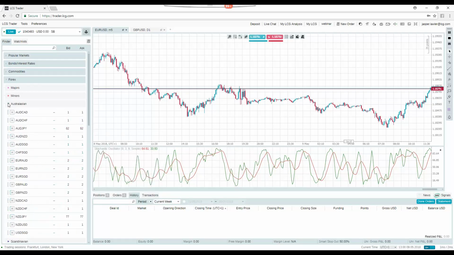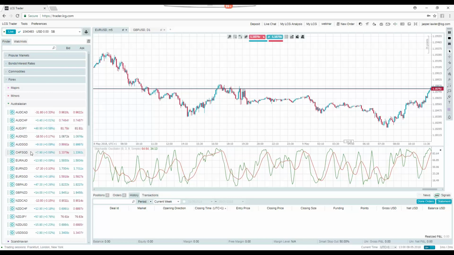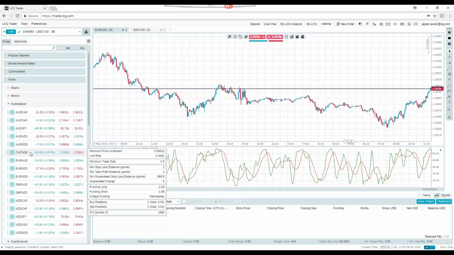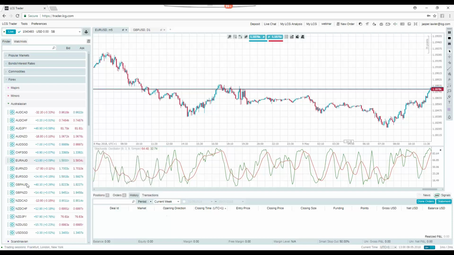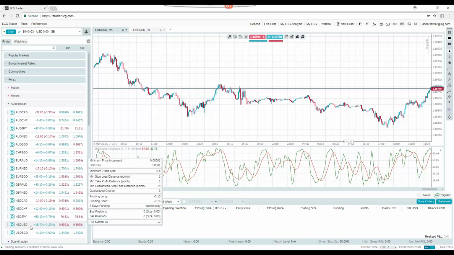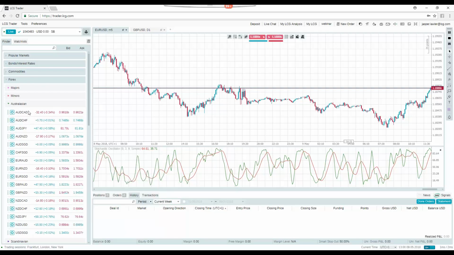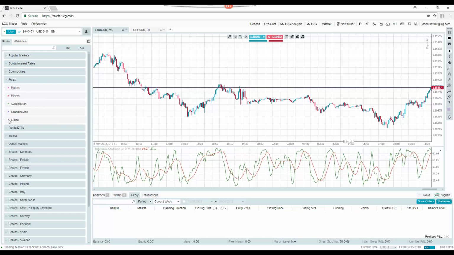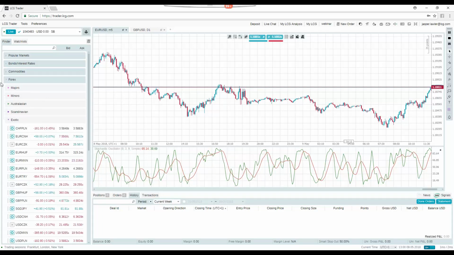Some people classify the Australian dollar against the US dollar as being a major pair. Likewise, the New Zealand dollar against the US dollar, some people classify that as a major, some don't. The classification's pretty incidental, really, but it does make it easier because there are so many pairs to trade, just to split it up into some sort of category.